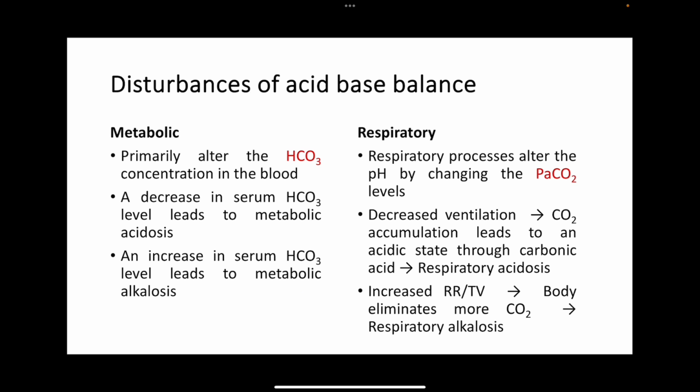Respiratory processes alter the pH by changing the PaCO2 levels. So decreased ventilation leads to CO2 accumulation, leading to an acidic state through carbonic acid, leading to respiratory acidosis. Increased respiratory rate or tidal volume leads to the body eliminating more CO2, leading to respiratory alkalosis.